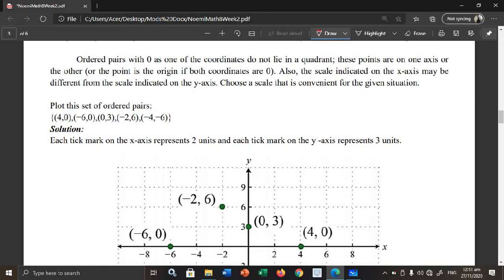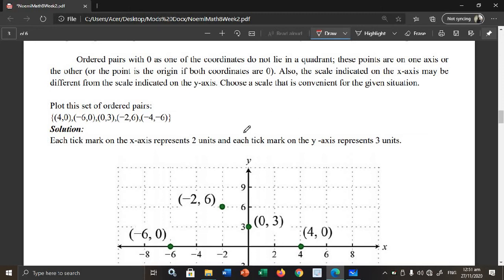So, ordered pairs with 0 as one of the coordinates do not lie in a quadrant. These points are on one axis or the other, or the point is the origin if both coordinates are 0. Also, the scale indicated in the x-axis may be different from the scale indicated on the y-axis. Choose a scale that is convenient for the given situation.